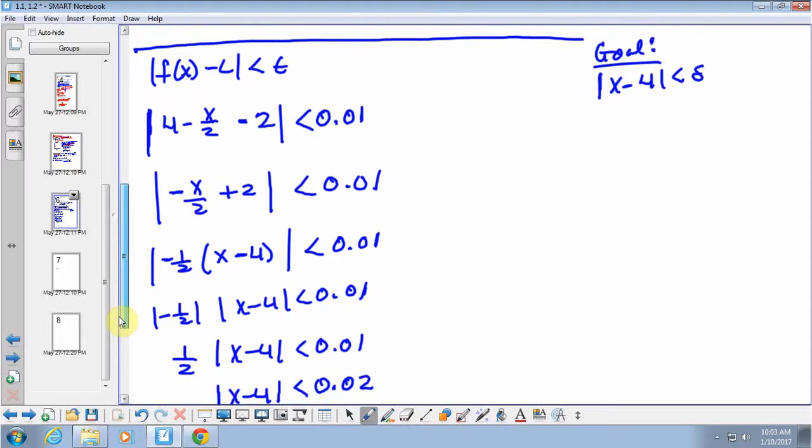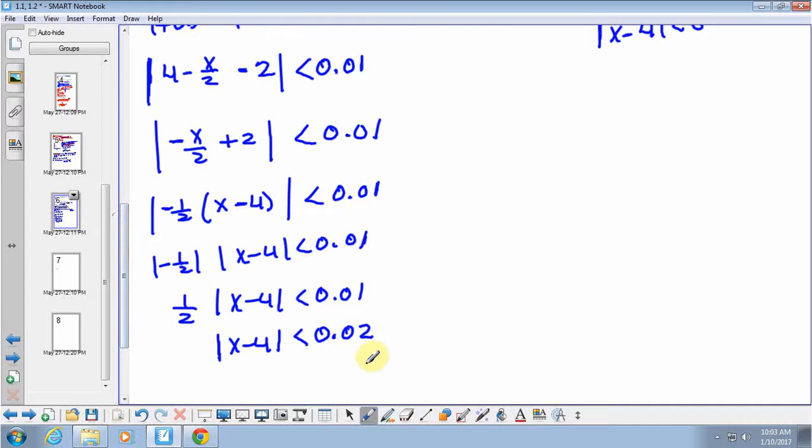So what I have done is I've started with the absolute value of f of x minus L on the left-hand side. I've gotten to my goal of the absolute value of x minus 4, which means that my delta is 0.02. Remember I told y'all the goal was to find that delta that makes everything fall into place. That delta is 0.02. So we have proved, or verified basically, that 2 is the limit by finding that 0.02 is delta. Okay?